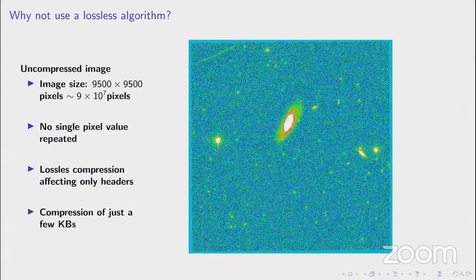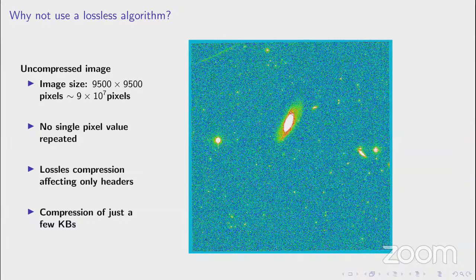Even more, if we take the whole image of the galaxy, we'll be talking about 90 million pixels total, each of them 32 bits, no one repeated, and GZIP would be useless in this case because there's nothing to compress except for the headers. So if you use GZIP, okay, you would save some kilobytes, but that's really doing nothing. So yeah, we cannot use GZIP at all.